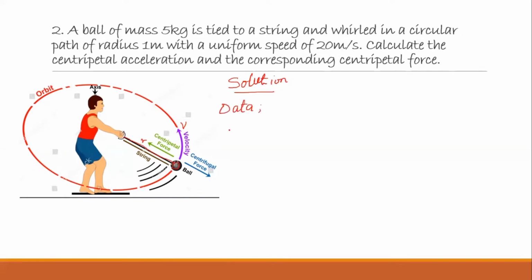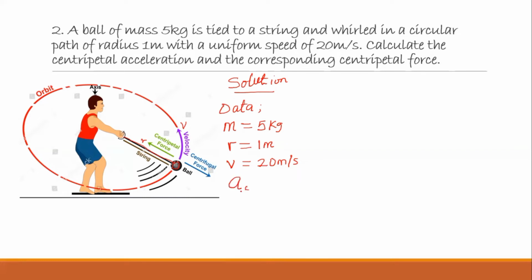You have the following. The mass, M, is given to be 5 kg. The radius, R, is given to be 1 meter. The uniform speed, V, is given to be 20 meters per second. The question is asking you to calculate the centripetal acceleration.